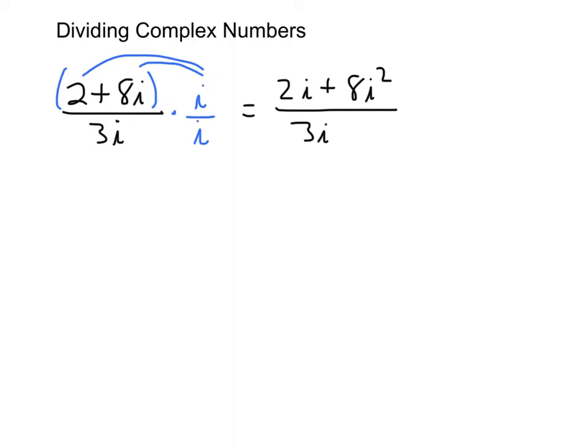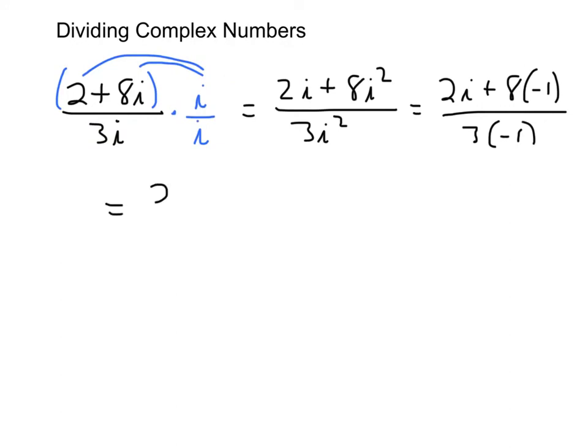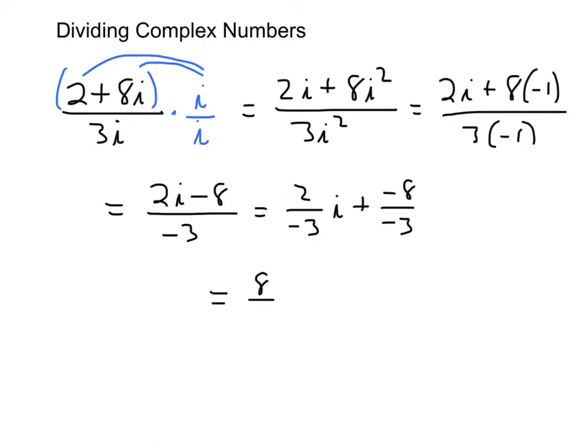over 3i squared. And remember, i squared equals negative 1, so that's 2i plus 8 times negative 1 over 3 times negative 1, which would be 2i minus 8 divided by negative 3. Which, if I want to write that as a complex number, I could split this up and write it as 2 over negative 3i plus a negative 8 over a negative 3. Now a negative divided by a negative is a positive, so I could say 8/3 minus 2/3 i. And that would really be the best answer.